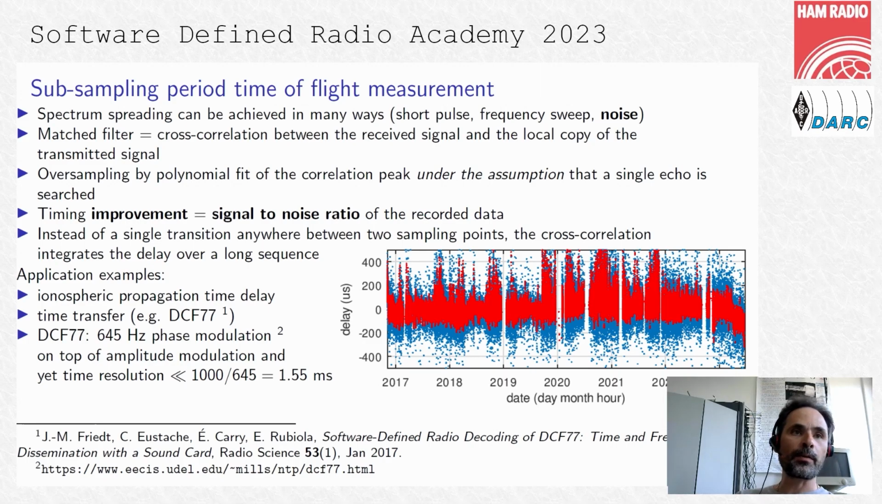Now, DCF-77 since 1988: you've got two signals, the AM that everyone knows of, and they added in 1988 this phase modulation, on the bottom left of the slide. This is a 645 hertz, or let's say 700 hertz. And if you were just to take the inverse of 700 hertz, you would think, well, I can measure DCF77 with something like 1.5 millisecond resolution.